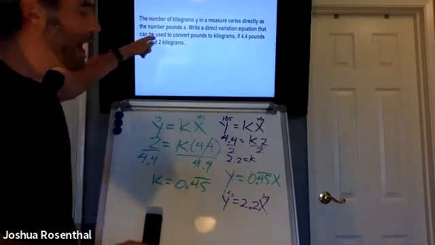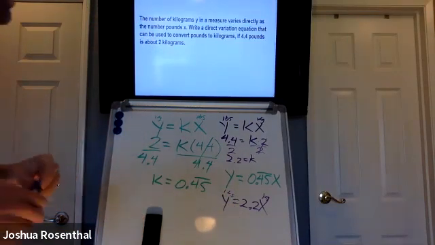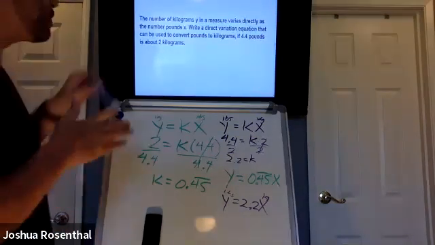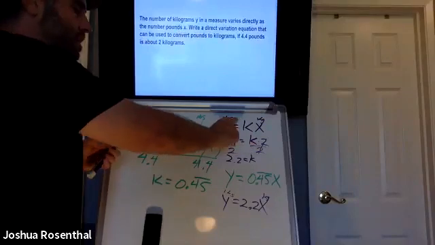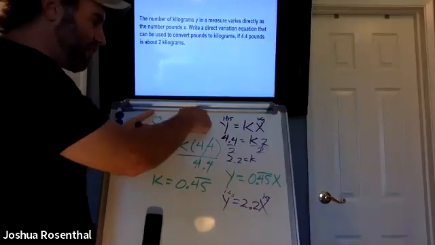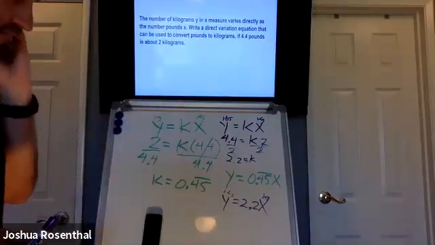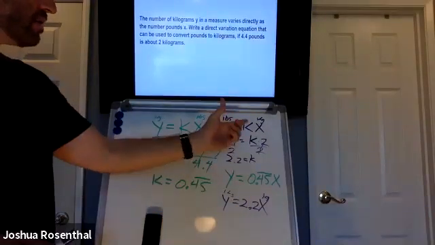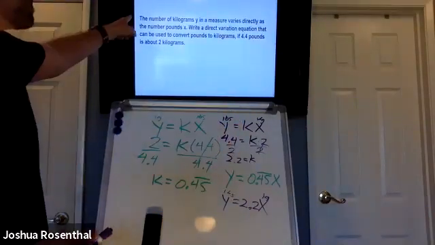But this problem is backwards. They're saying when you have a certain amount of pounds, how many kilograms is it? See, the order in which they say it determines what the units are going to stand for. See what I'm saying? So this would be correct on the test. This would be incorrect on the test because you're going the wrong order of what this is saying.